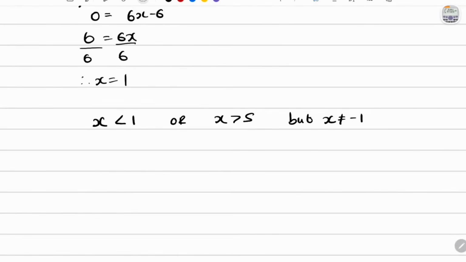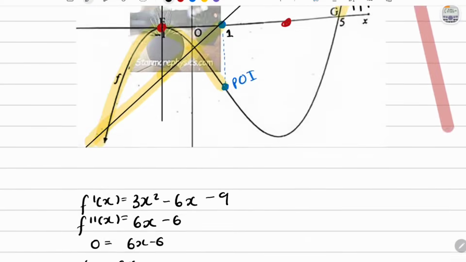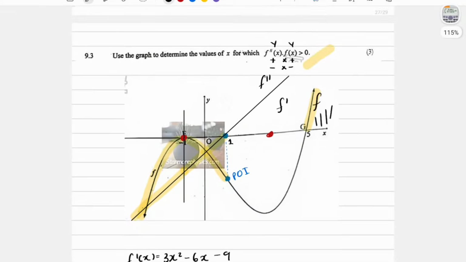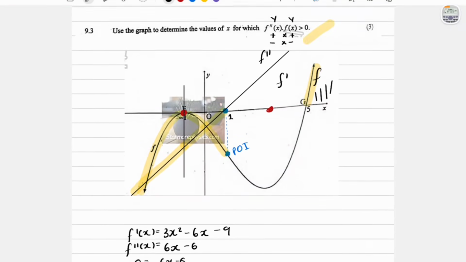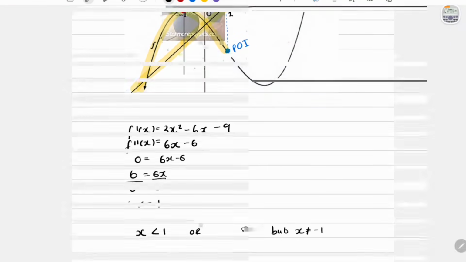So with graph interpretation, you just have to be very careful to make sure you are looking at the graph and looking at it thoroughly to make sure that you did get everything that it's working for and everything that it's not working for. Okay, so that is 9.3. We finally move on to the next question.